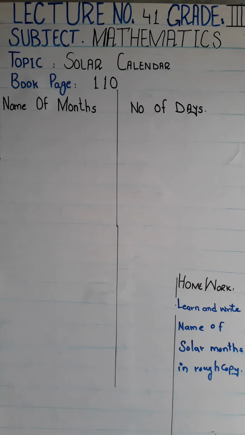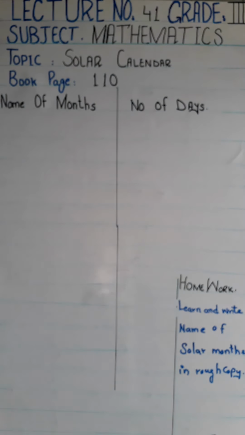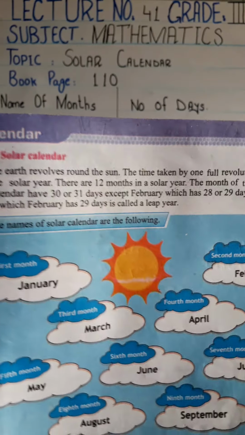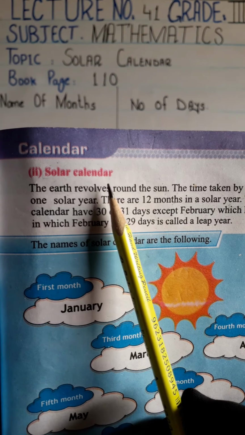We move toward the next type of calendar, that is the solar calendar. Students, we mostly use the solar calendar in our daily life. Open your book, all of you, page number 110. Now the topic is the solar calendar.